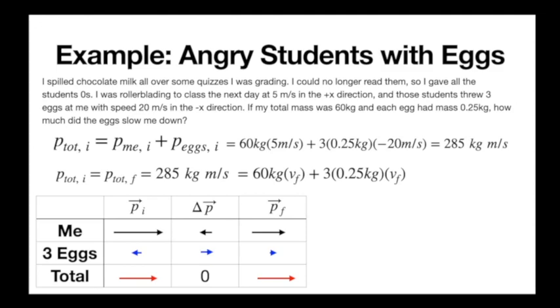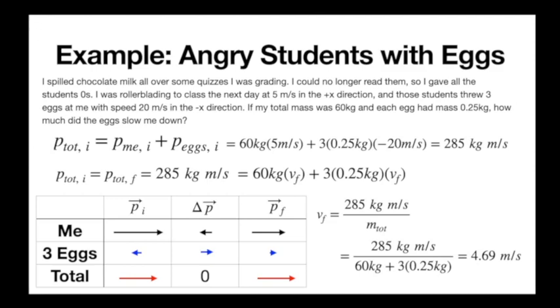If these two V finals were not equal to each other, then we would have one equation with two unknowns, V final me and V final eggs, and we wouldn't be able to solve that. So we need that information that they stick together, or that our final velocities are the same, in order to solve it, which now we can. Because this is just an equation, V final. There's two of them, but it's the only unknown. And so if I rearrange and solve, then I get my V final is just 4.69 meters per second.